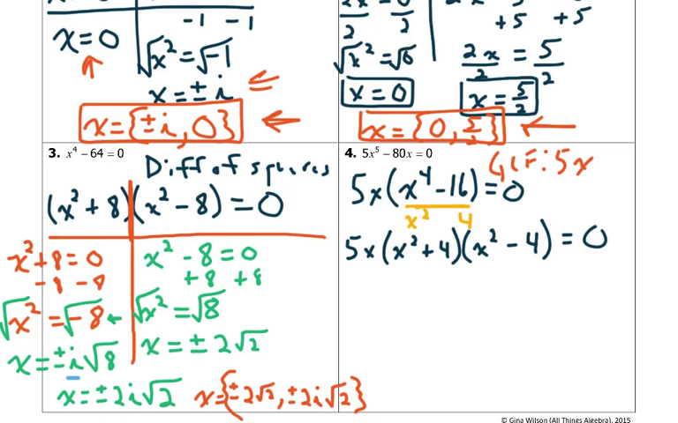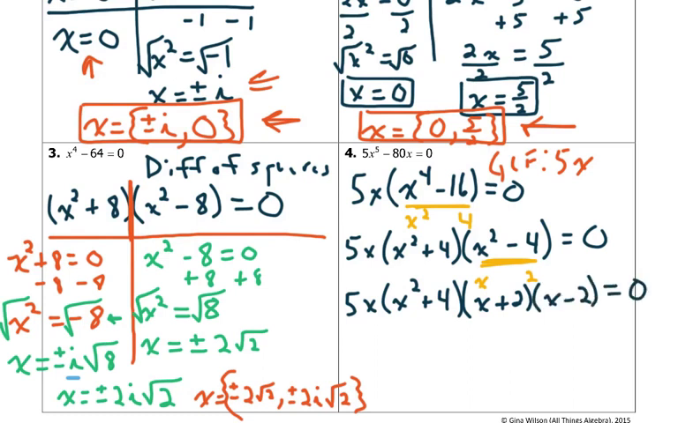Are we done? No, we're not. This is another difference of squares. So again, you always have to be cognizant of this and keep an eye after each time we factor to make sure that we are, in fact, done. We're not yet. The square root of x squared is x, and the square root of 4 is 2. So we end up with 5x times x squared plus 4, and then x plus 2, x minus 2 for our new difference of squares that we had to take care of. And there we go.